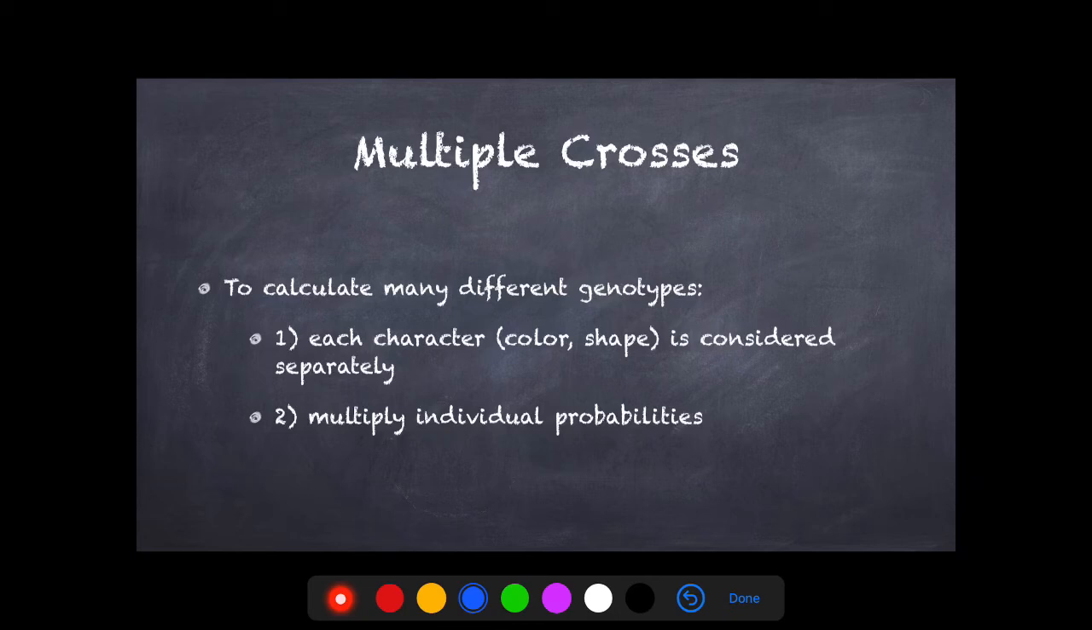So how do we calculate this? To calculate the different genotypes, like I said, the yellow with the round, you have to take each character, like the color and the shape, and you have to consider them separately. So you're kind of having to split them apart.